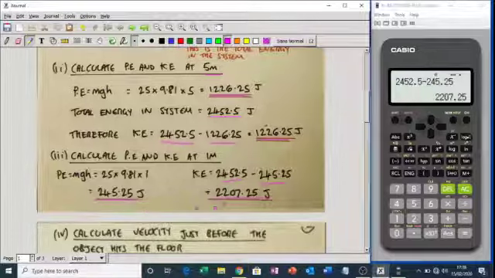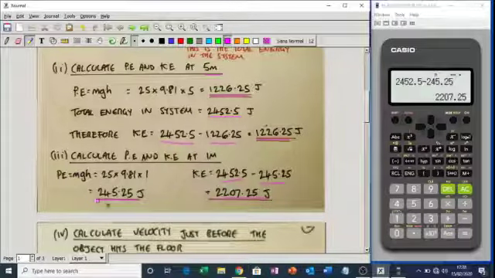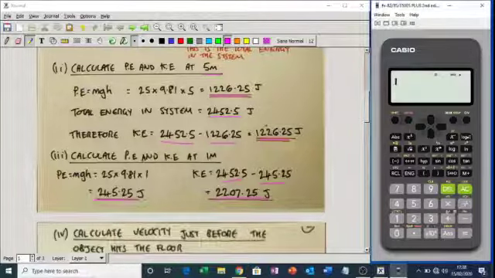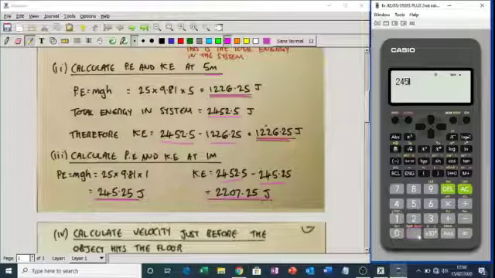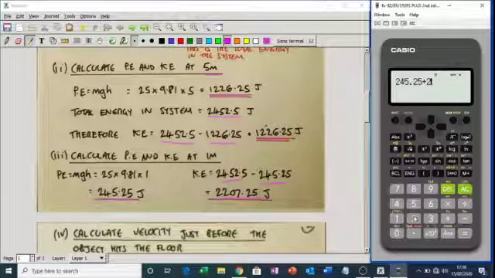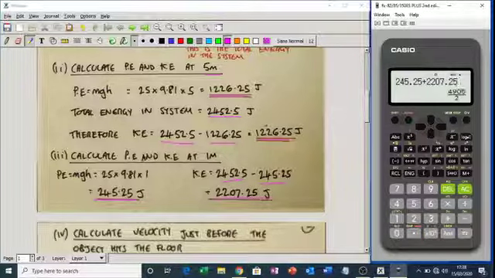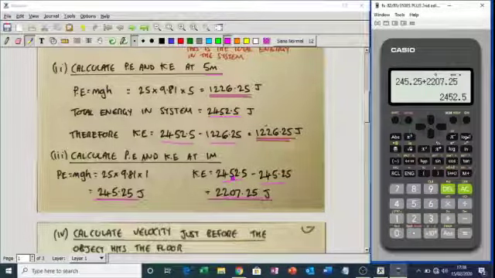Obviously, it's got more speed or more velocity than height. That's why the kinetic energy is more than the PE. But if you add them together, they should come to the total energy in the system, which is 2452.5. We're assuming there's no losses due to friction, wind resistance, heat, etc., which there would be in reality. 2452.5, 2452.5.